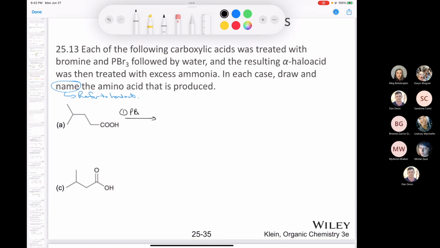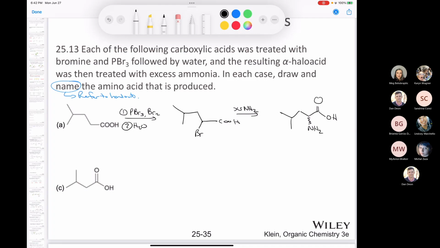So step 1 is PBr3 and bromine, followed by water. That gives us the alpha bromo carboxylic acid. So we have the bromine here. Then we treat it with excess ammonia. We replace the bromine with nitrogen. So we end up with this. Hey, this looks familiar. Just saw this in the last problem. We end up with this amino acid. Can anybody identify this amino acid that we've made?